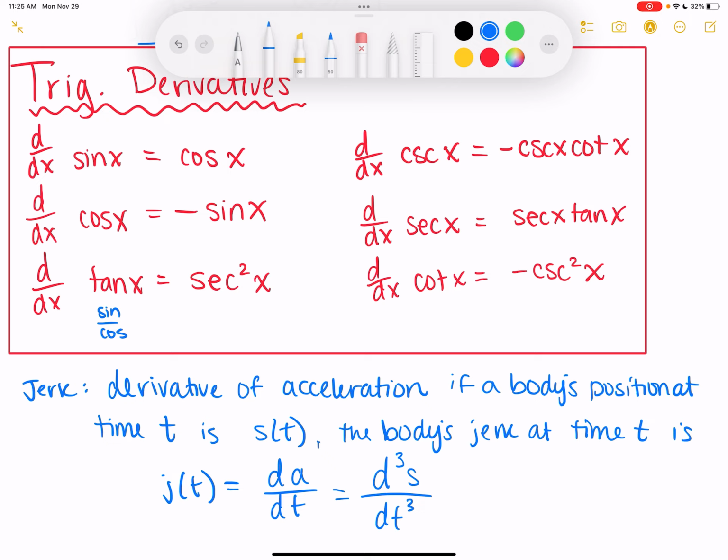Okay, because remember, derivative of position gives you velocity, derivative of velocity gives you acceleration, and now derivative of acceleration gives you jerk.